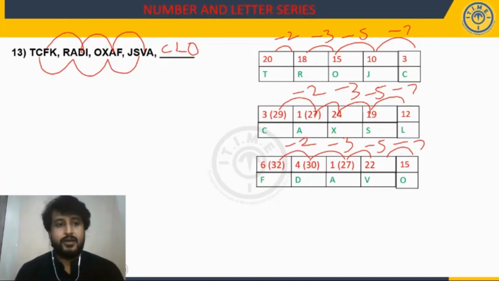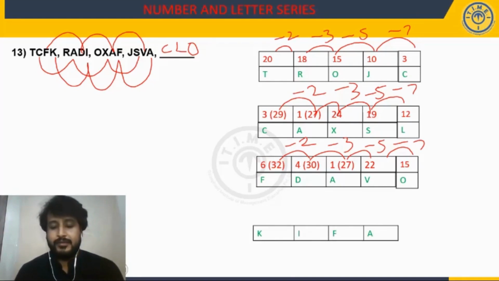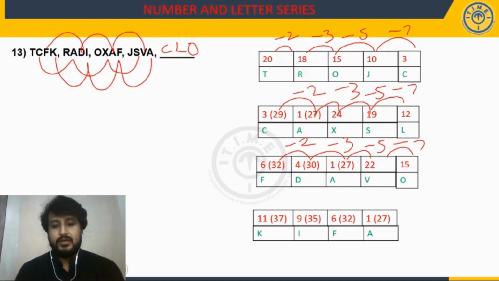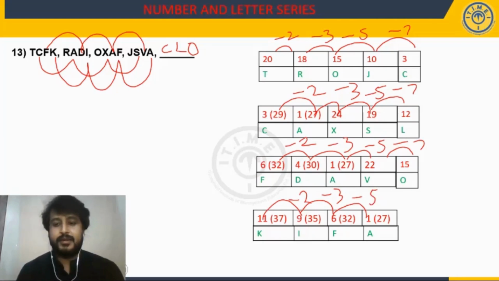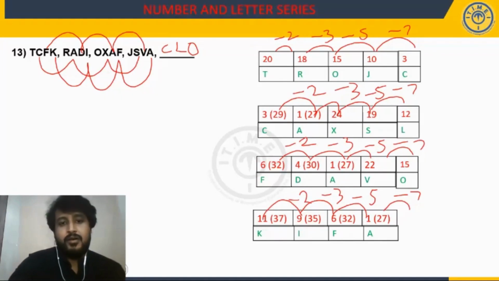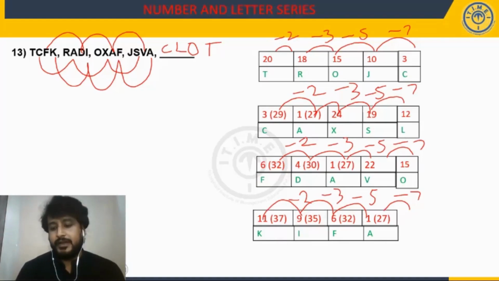Now let's go ahead with the fourth letters. What are the fourth letters in each group? K, I, F, A. Now let's identify it. K's place value is 11, I's place value 9, F's place value 6, A's place value 1. Now see here. K can be written as 37, I can be written as 35, or 11 and 9 minus 2, 9 and 6 minus 3, 6 and 1 minus 5. Now A is 1 or 27, and minus 2, minus 3, minus 5. What could be the next pattern? Minus 7. So 27 minus 7 is 20. Which letter's place value is 20? T. So in our option, the fourth letter must be T. CLOT. So what is our answer? CLOT.